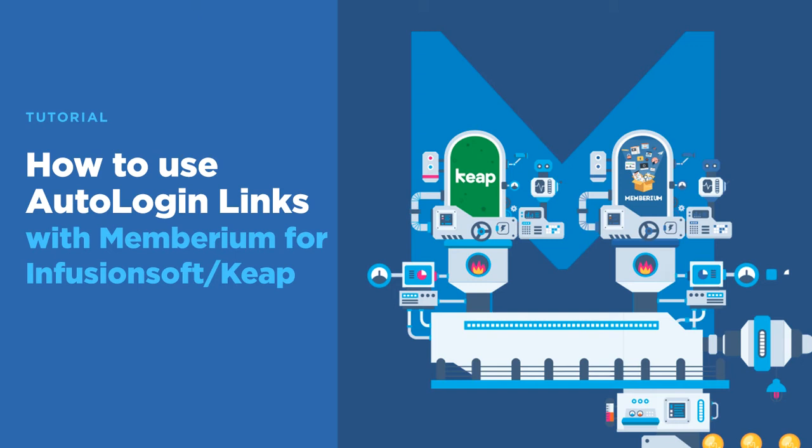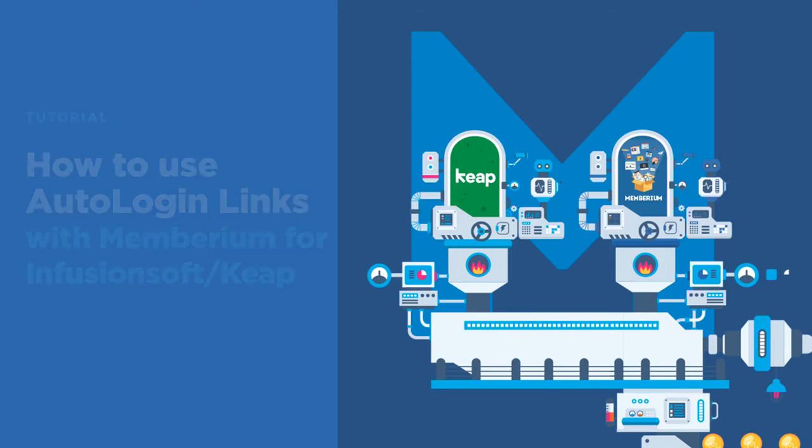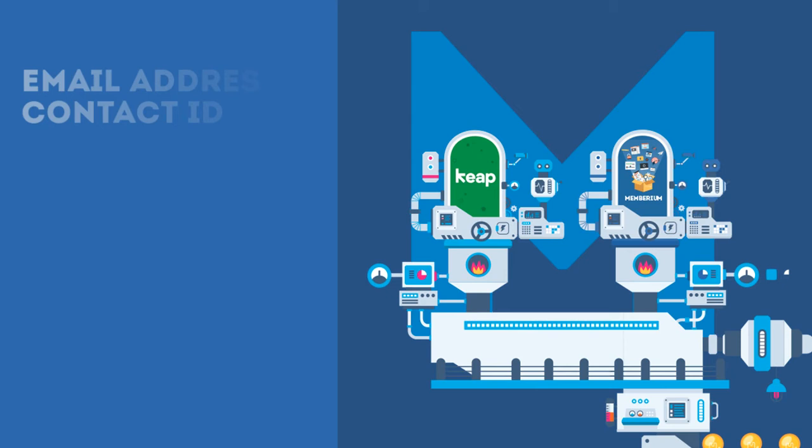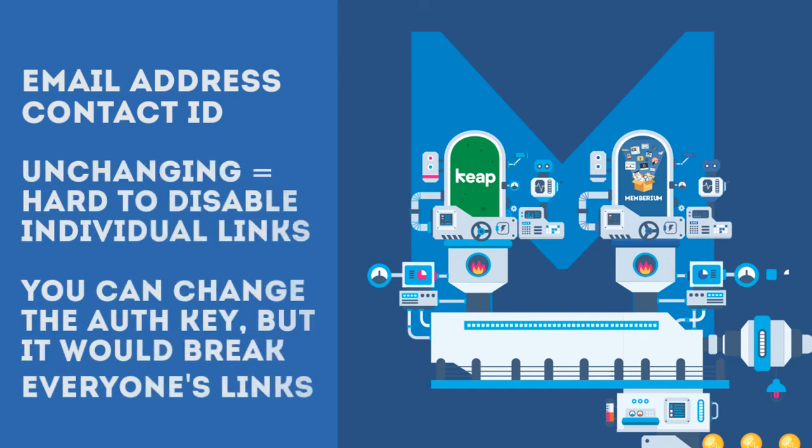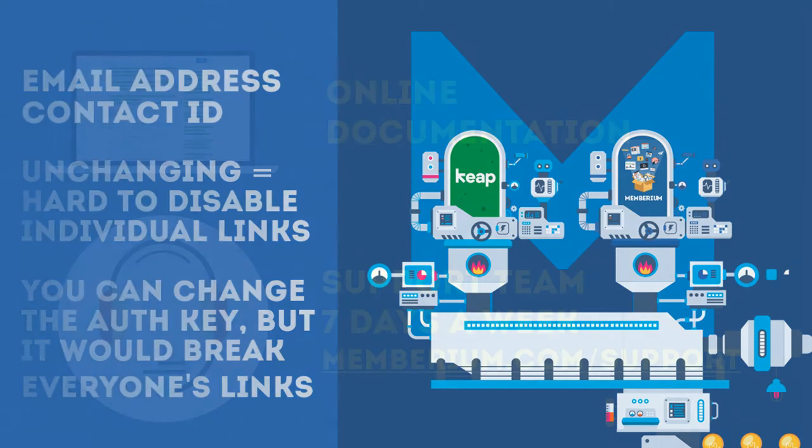Before we end this video though, I do want to cover how Autologin links affect security. Now, we don't send user passwords in the links as some other membership platforms do, but we do have to pass along the email address and the Infusionsoft contact ID of the user. Now, these two pieces of information are typically unchanging. This means that if an Autologin link got into the hands of a bad actor, there isn't an easy way to disable the link only for that user. Despite the reduced security, Autologin is a popular request and a popular feature. It is up to each site owner to determine if the risk outweighs the benefits for their site.